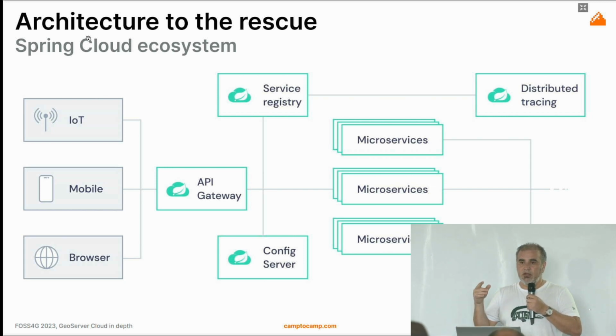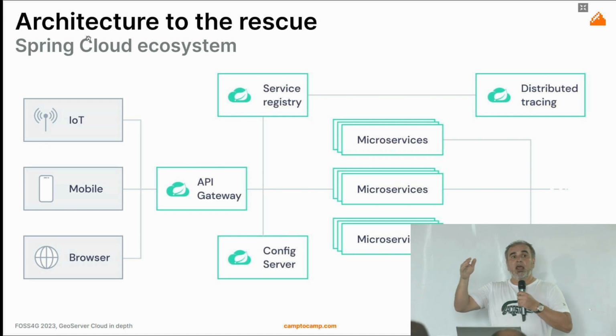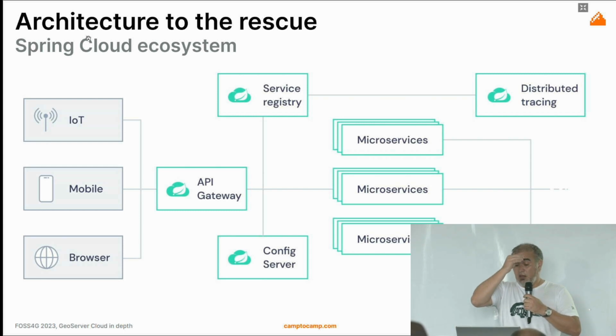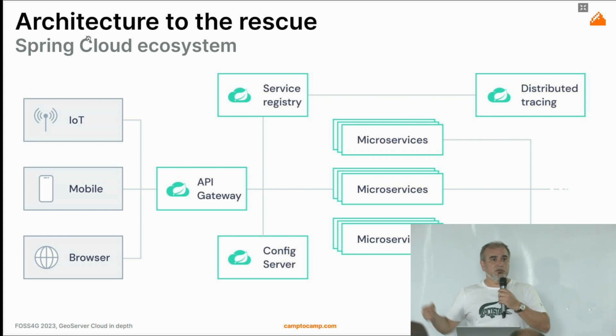The services will register to this service registry, and it will allow all the other ones, whenever they need to communicate with other services, to perform automatic load balancing. It also provides a configuration service, so your applications can rely on externalized configuration.